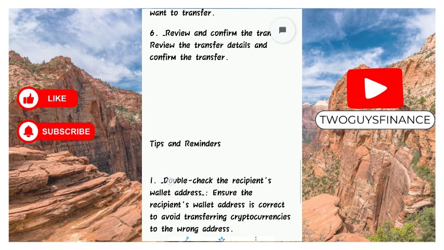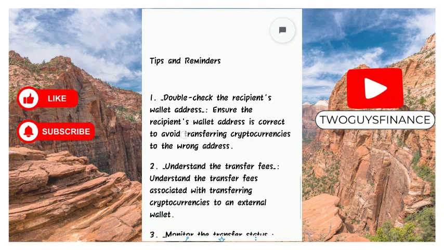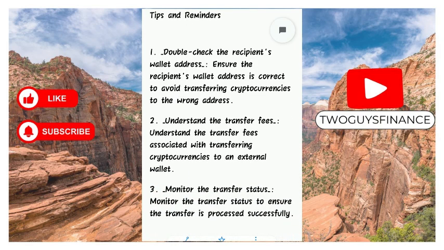Now a couple of tips and reminders for you guys. The first of course is to double check the recipient's wallet address. So you want to ensure that the recipient's wallet address is correct to avoid transferring cryptocurrencies to, of course, the wrong person. Now second, you need to understand the transfer fees associated with transferring cryptocurrencies to an external wallet, just so you know what they're going to charge you and what to expect. And thirdly, you want to monitor the transfer status to ensure that the transfer is processed successfully.